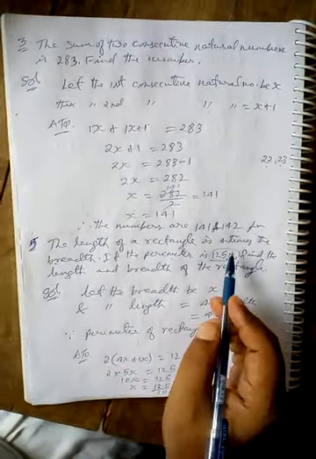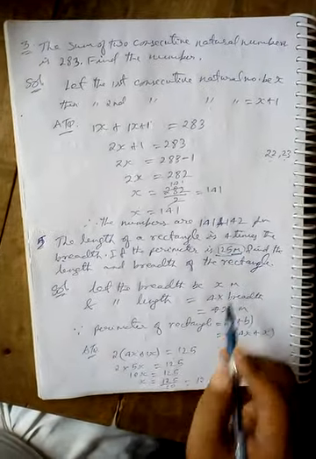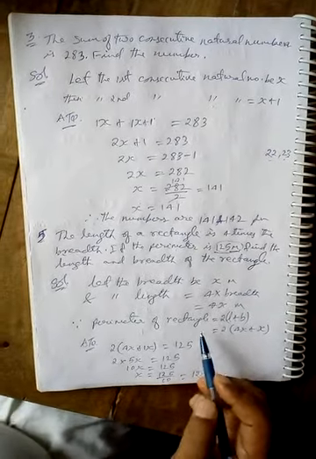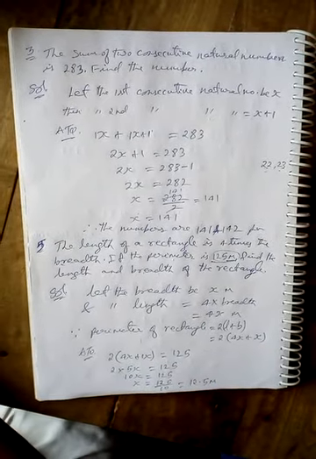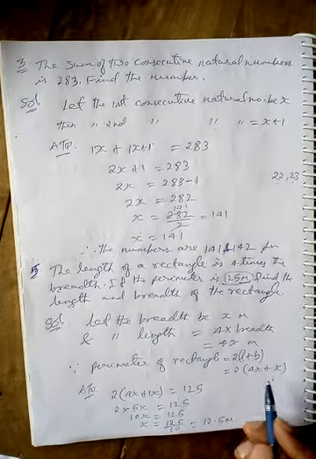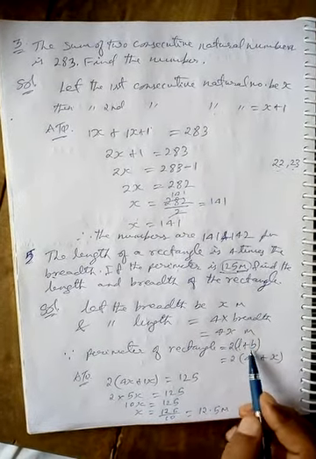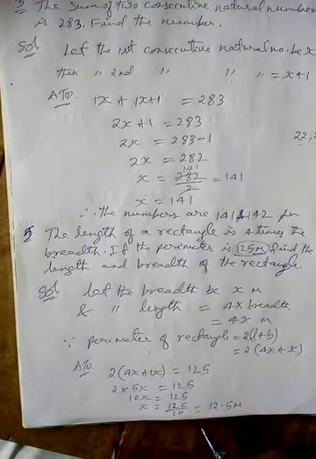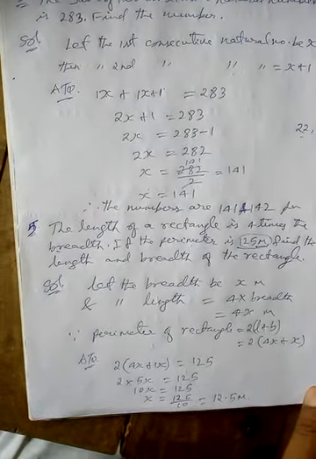Because the length of the rectangle is 4 times the breadth. If the breadth is x, length will be 4 times x. Perimeter of a rectangle is twice length plus breadth. It is already known that the perimeter is 125. So this twice length plus breadth and 125 will be equal. Now find the value. You get x, that is breadth.